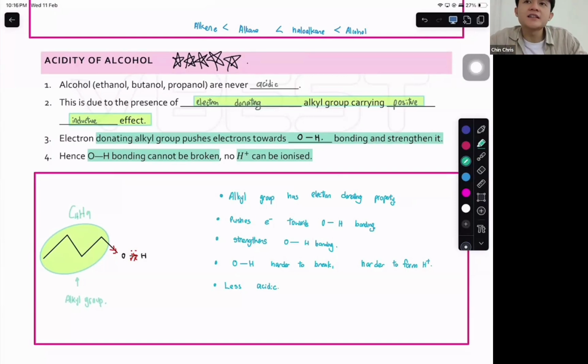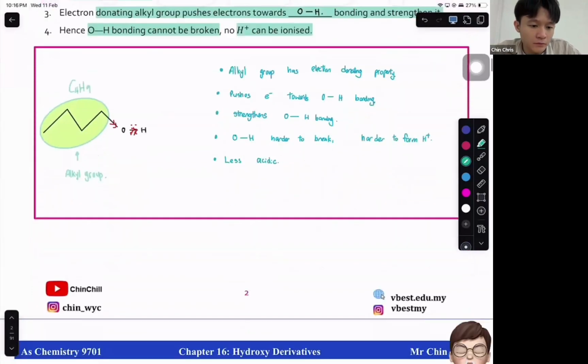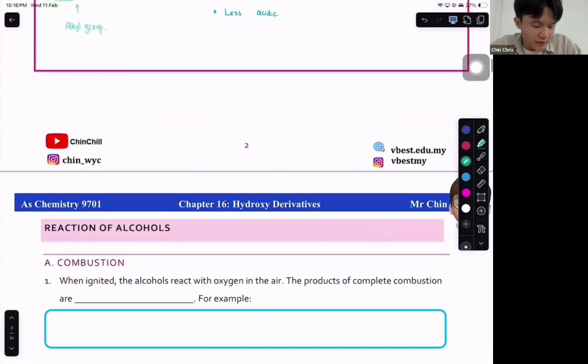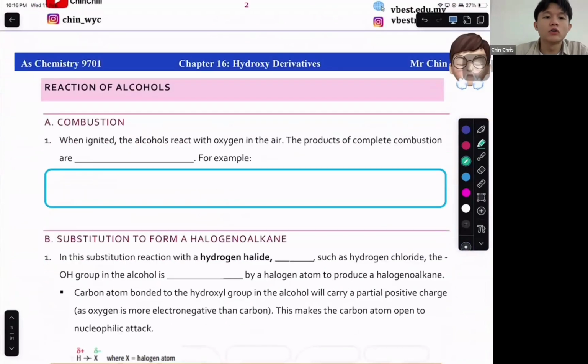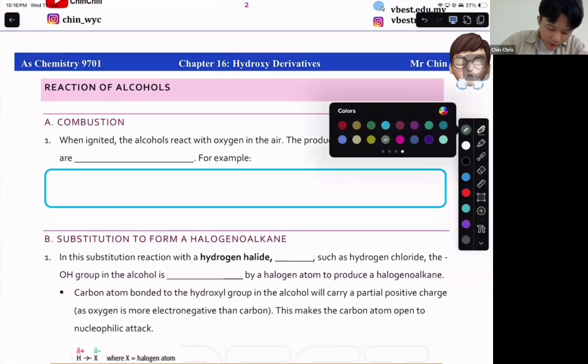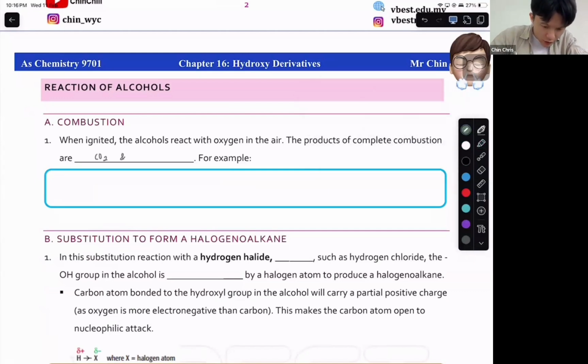Done. Alright guys, next. Alright kids, what we have here is a combustion of alcohol. So guys, when you combust alcohol, just like any other combustion reaction, we will have a CO2 and a H2O, that's it. So it's always a CO2 and H2O when you combust an alcohol.